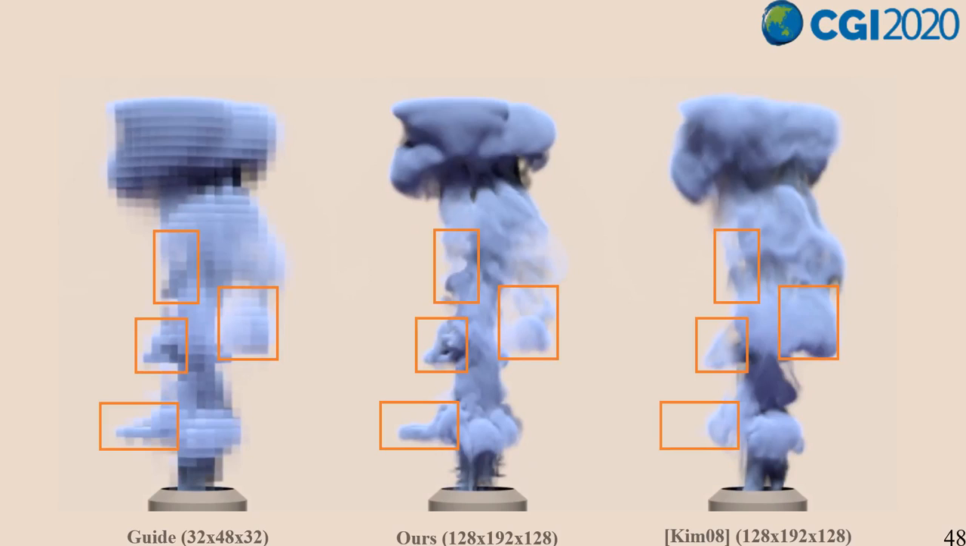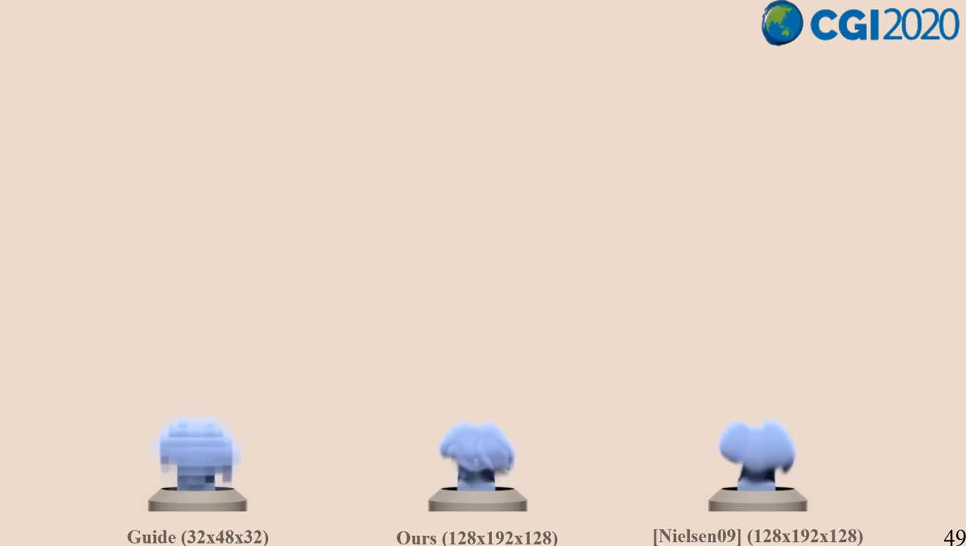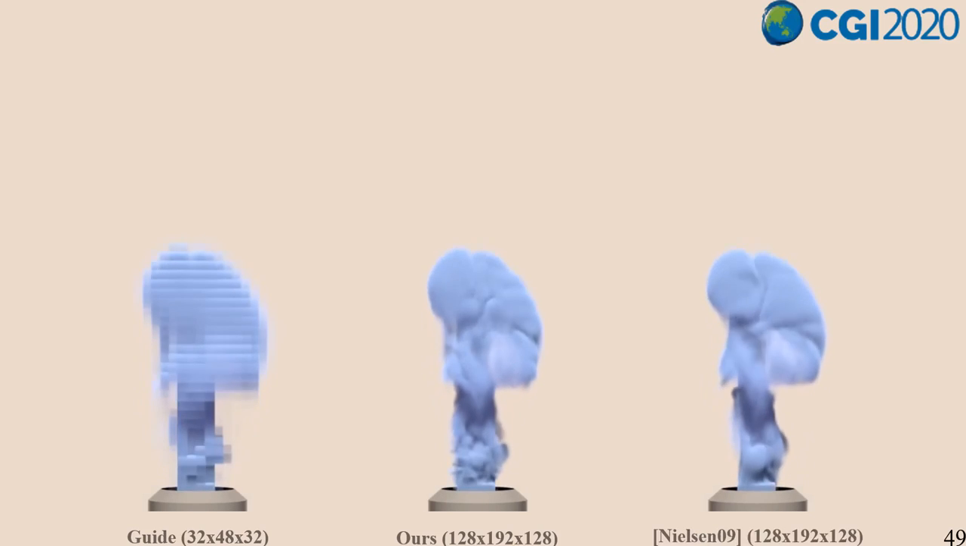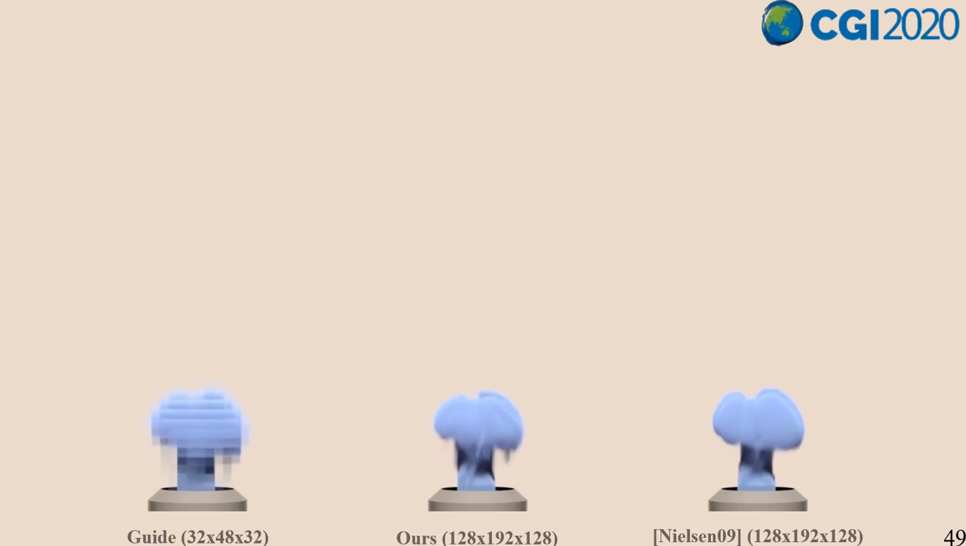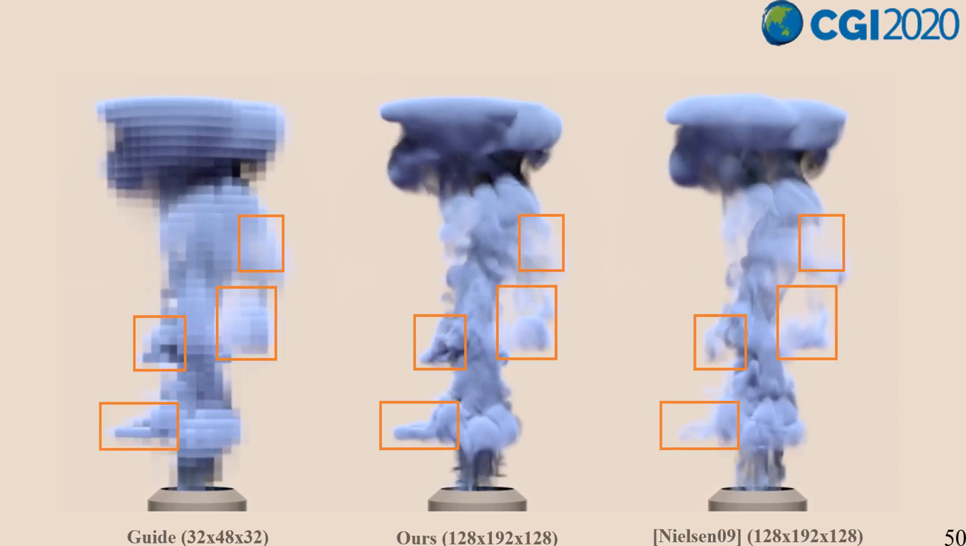As a comparison, our method produces an animation visually closer to the guide. We also did a comparison with Nielsen, which constrained the low-frequency component of the velocity field to be as close as possible to the velocity field of the guide simulation. Although differences are more subtle, a better density matching can be observed in the simulation generated using our method.